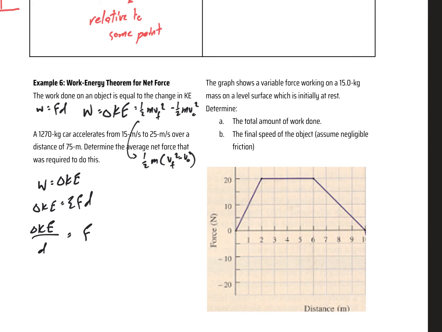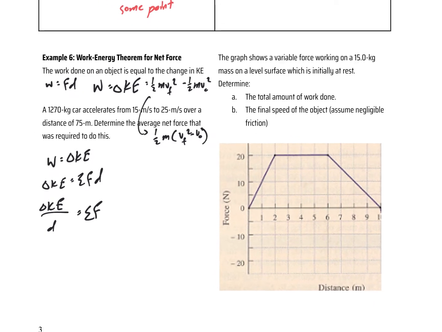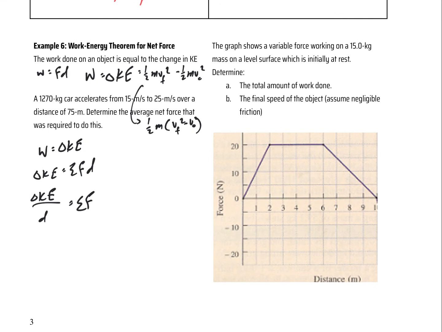Let me fix my sigma here. And then we can fill some stuff in. We know that the delta Ke over D would turn into 1/2 m, and then we have this delta V squared inside this, divided by the distance still.